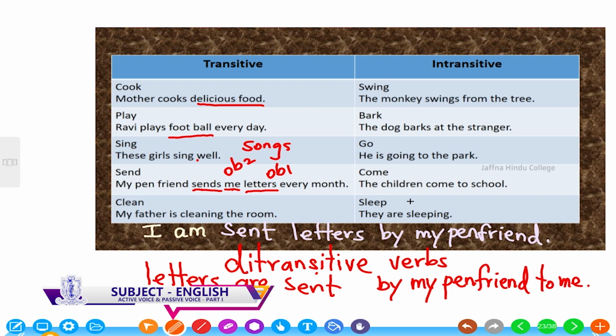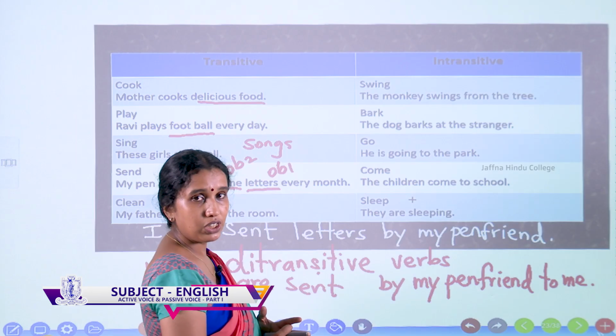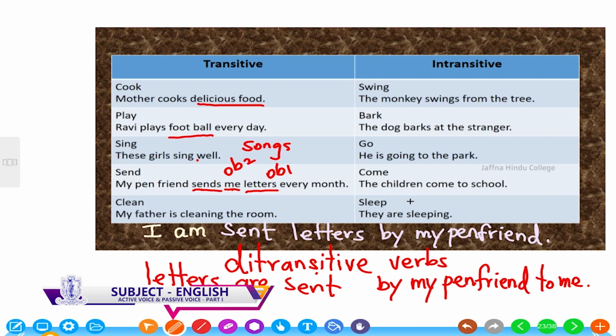The children come to school. What do the children come? Or to whom do the children come? Will not give you the answer. They are sleeping. What are they sleeping? Or to whom are they sleeping? Will not give you the answer. So, they do not carry the object with them. So, they are called intransitive verbs. These intransitive verbs cannot be changed into passive voice.